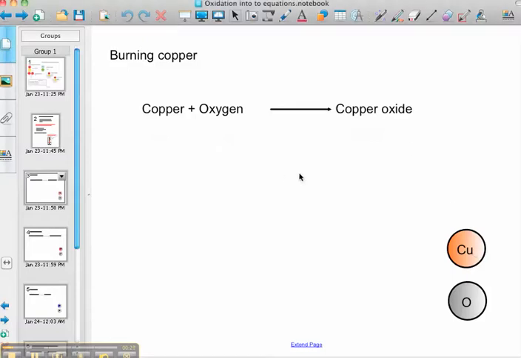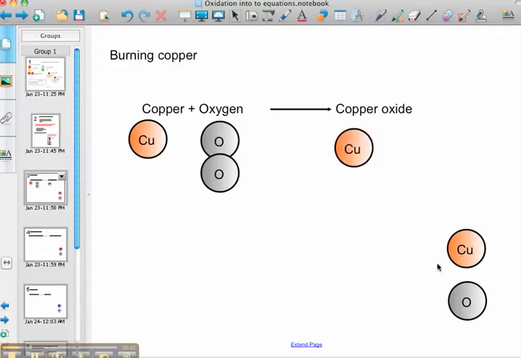Obviously we've got copper here, and I'm going to add to it oxygen, and remember oxygen is diatomic, so you have to put a pair of oxygens in, which you have there, and then the product, as you know, will be copper oxide. So there it is, copper oxide, and they're chemically bonded. That's our compound.